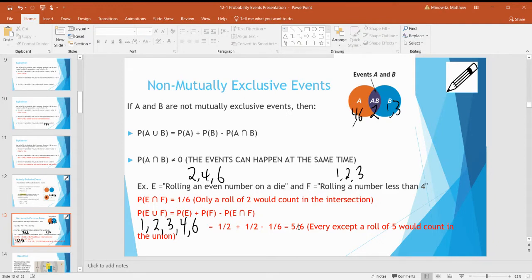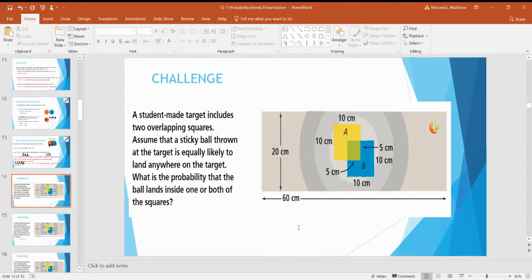Now we're going to put this all together by doing a challenge problem. So I'd love for you to pause the video to think about this. Okay, a student made target includes two overlapping squares. So we got a yellow square and a blue square. Assume that we're going to throw a sticky ball and it's going to land somewhere on the gray, the yellow, the blue, or in the middle. Okay, we're not going to miss the target completely because that's ridiculous. Now the ball is equally likely to land anywhere in this rectangle, including the yellow, the blue, or the intersection. What's the probability that it lands on one of the colors or the intersection? So go ahead and pause the video, try it out, and when you're ready, we will go over the answer.